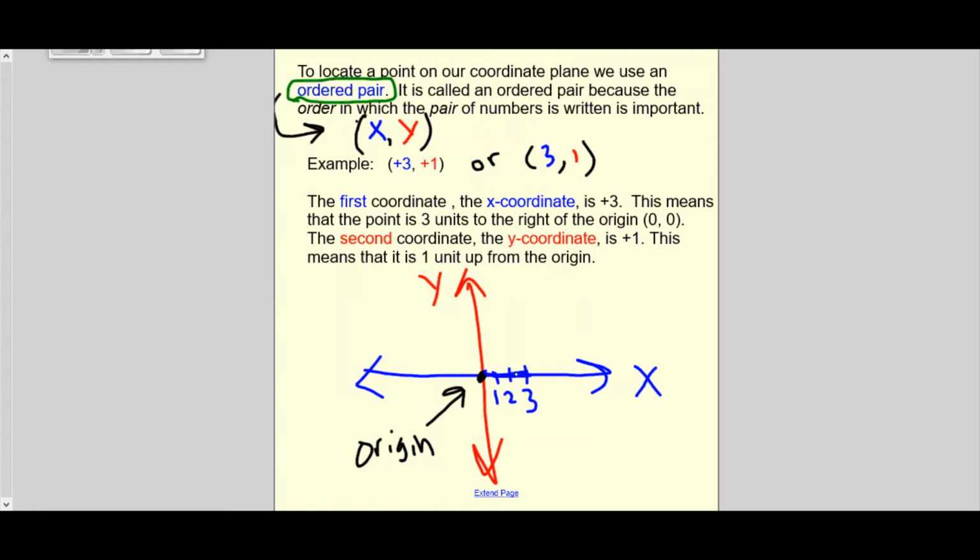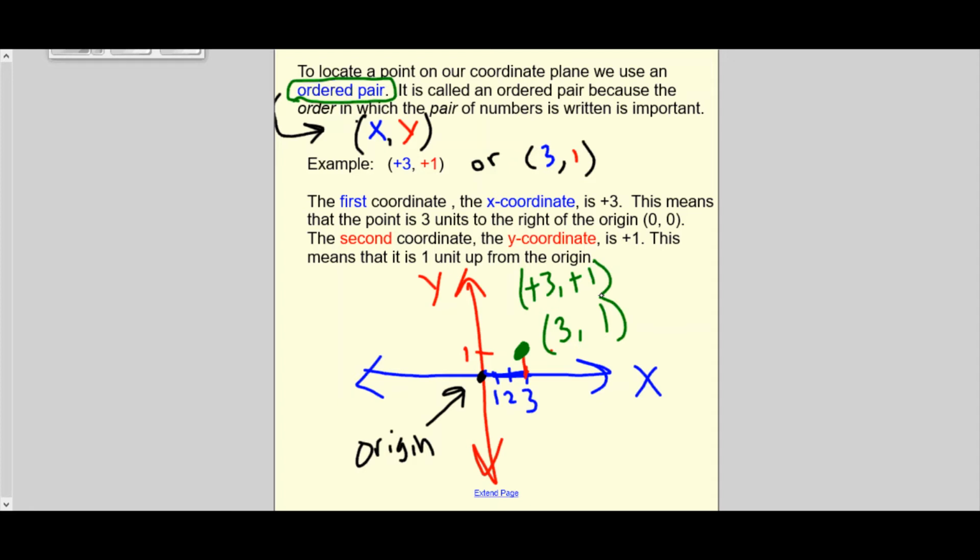The second coordinate is the y coordinate. It is, in this case, +1. So on my y, I'm going to go up 1. So this is +1. So my point is going to be right here. This is the ordered pair 3, comma 1, or if you like, +3, comma +1. Means the same thing. So this is where this point would be on the coordinate plane.